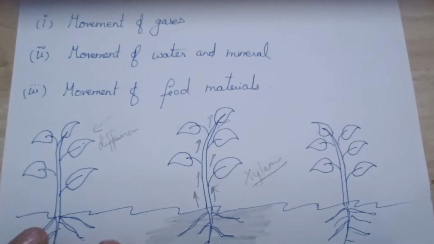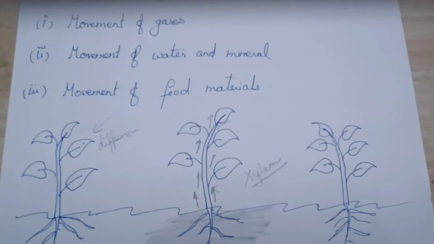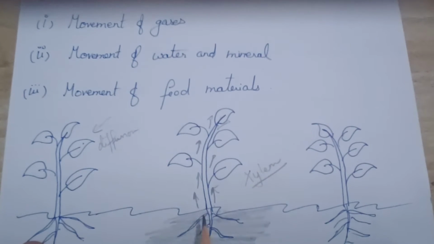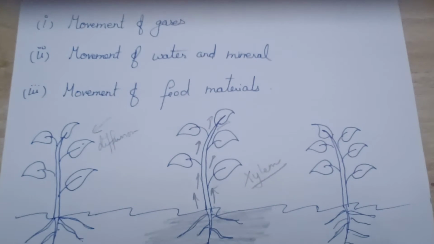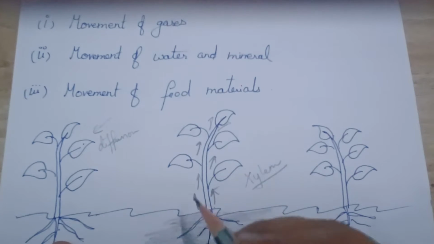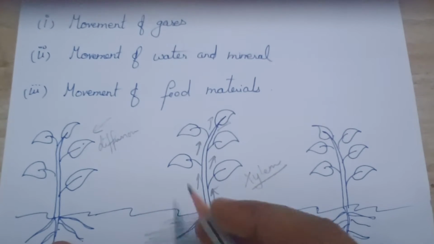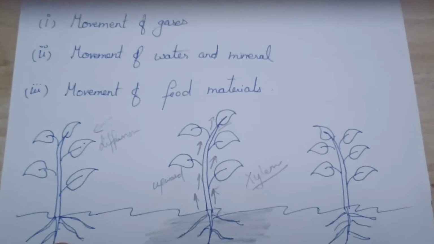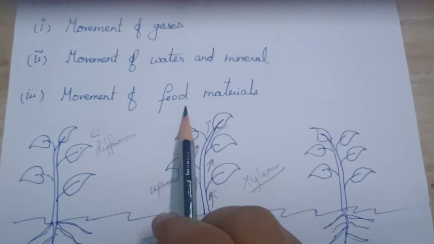The vascular bundle contains two types of tissues, the xylem and the phloem, and the xylem is responsible for carrying the water and minerals from the soil to all parts of the plants. Clear on this? So it is carried from the ground to all parts of the body. It takes place in only one direction. The movement of water and minerals takes place in only one direction, that is, the upward direction. Clear?